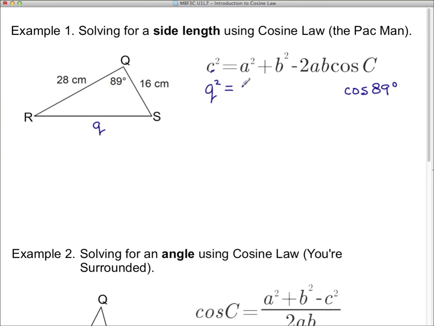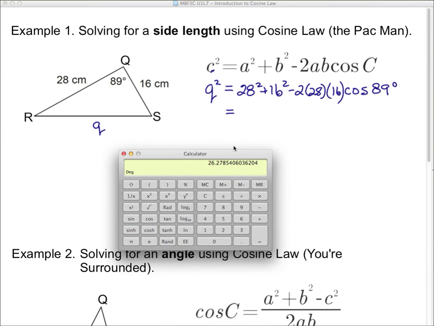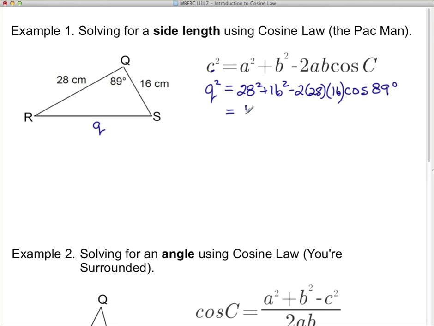So we go 28 squared plus 16 squared minus 2 times 28 times 16. And we just fill it in like that. Now, here's how we're going to write it down. I'm going to pull out my calculator. First thing I'm going to do is type into the calculator 28 squared plus 16 squared. You can do it all at once in the calculator and I get 1040.